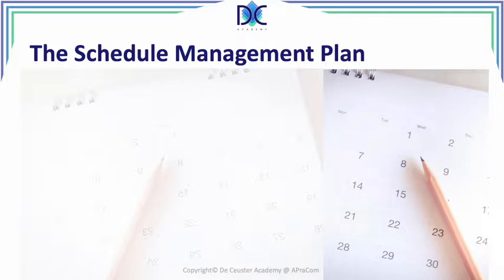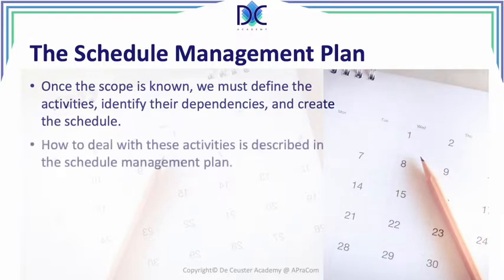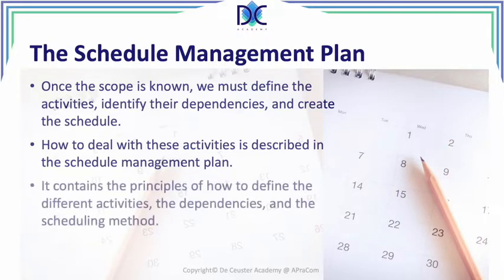Once we have the scope management plan finished, we go to the next knowledge area, which is about scheduling. We talk about the schedule management plan. And here what we are going to do in schedule management, we are going to define the activities. We have to identify their dependencies and create a schedule. How to deal with these activities is described in the schedule management plan. It contains the principles of how to define the different activities, the dependencies, and the scheduling method.